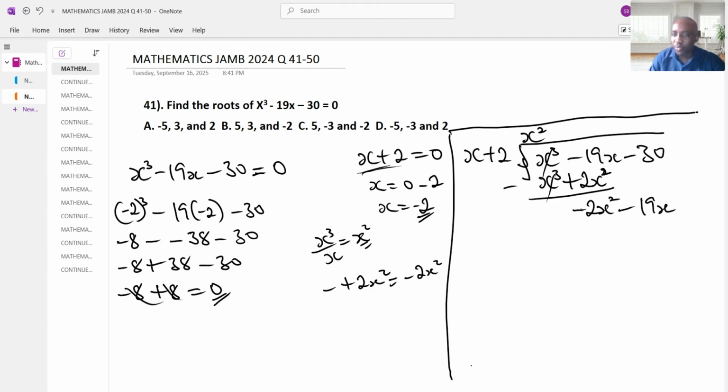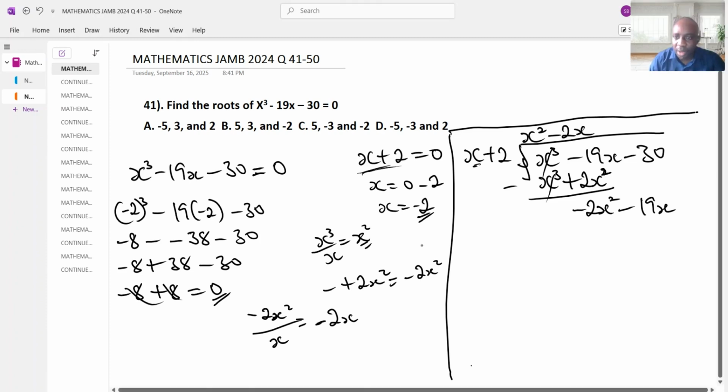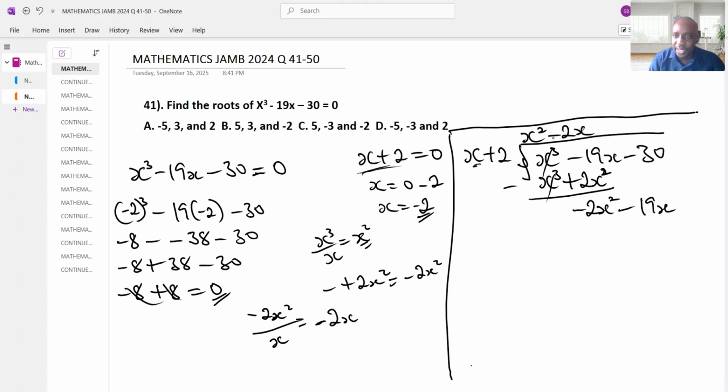The next thing is that we divide again. Minus 2x squared divided by the x we are using to divide gives us minus 2x, so we write minus 2x. Therefore I'm going to use minus 2x to multiply this factor again. Minus 2x multiplied by x gives minus 2x squared. Minus 2x multiplied by 2, minus times plus gives minus, so it gives minus 4x.